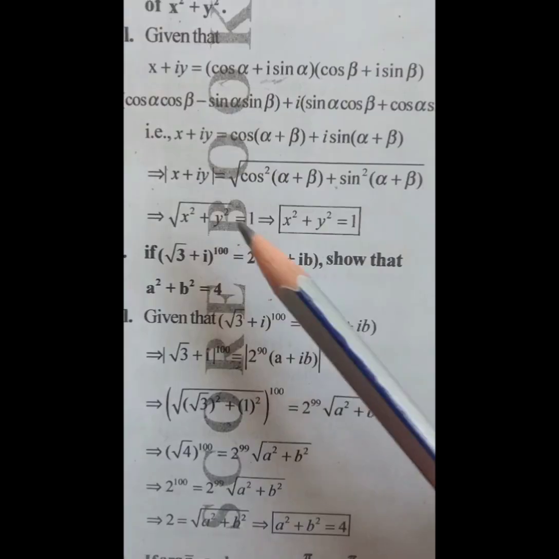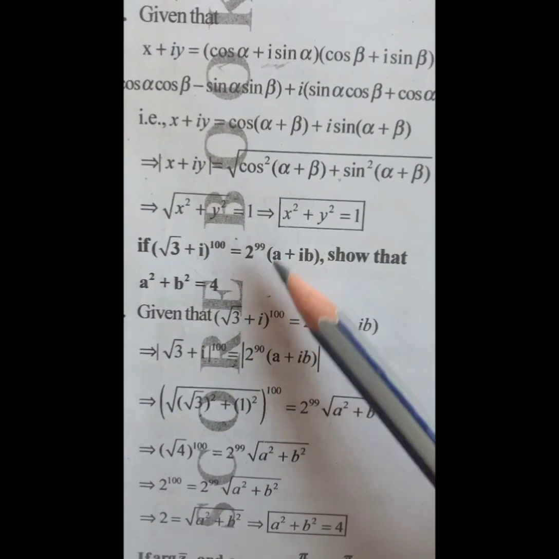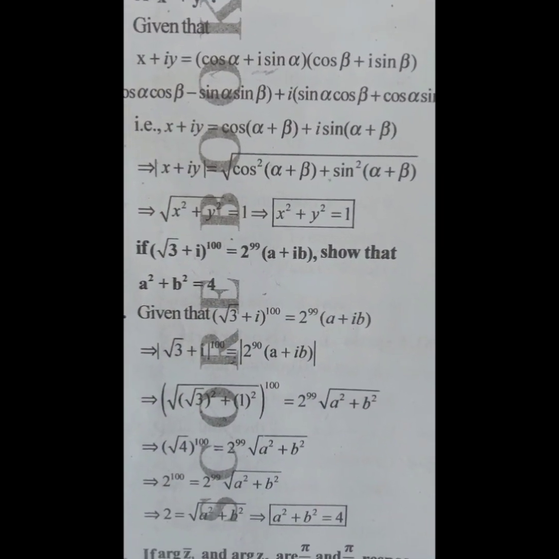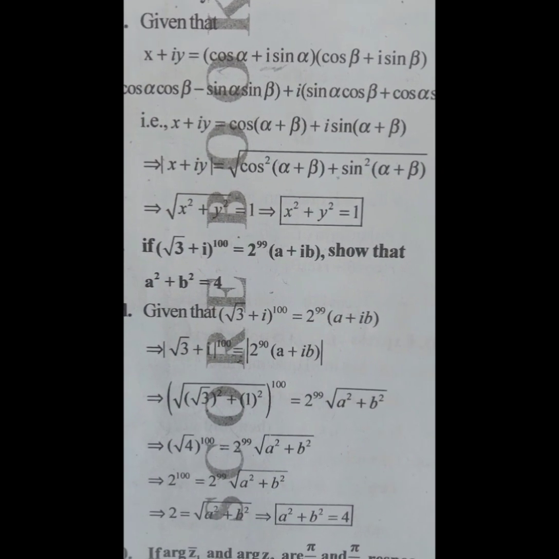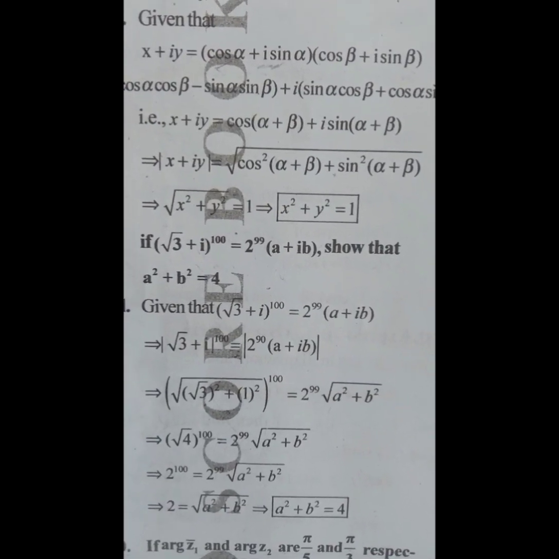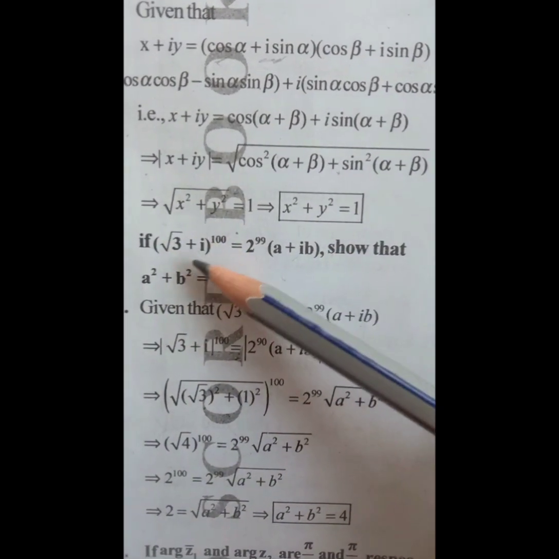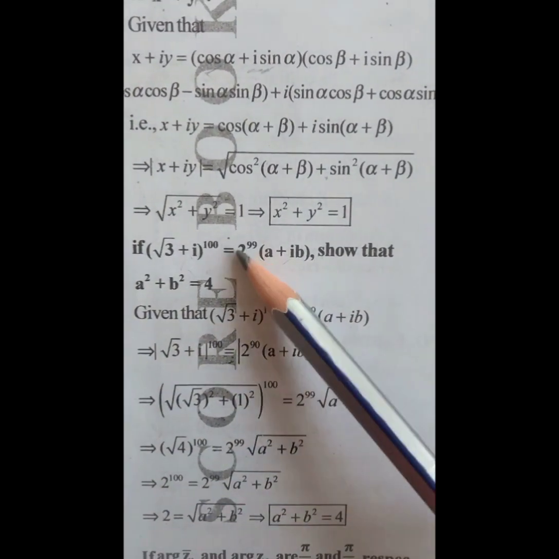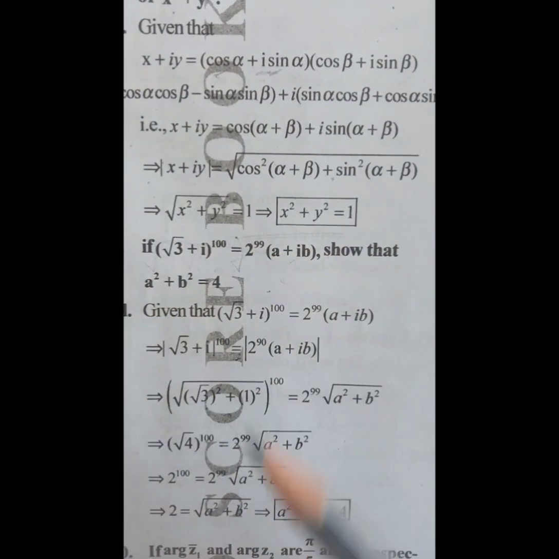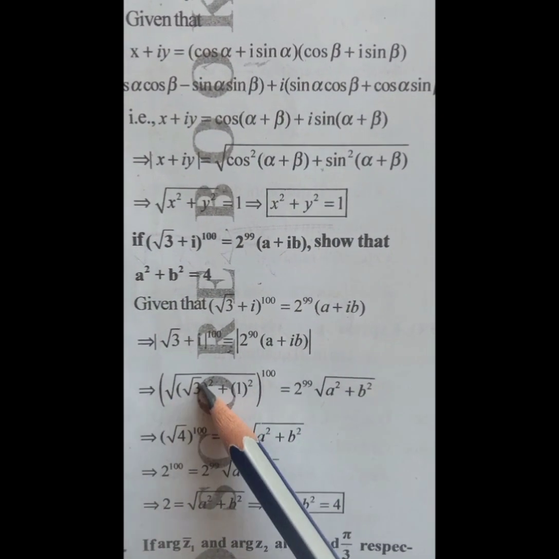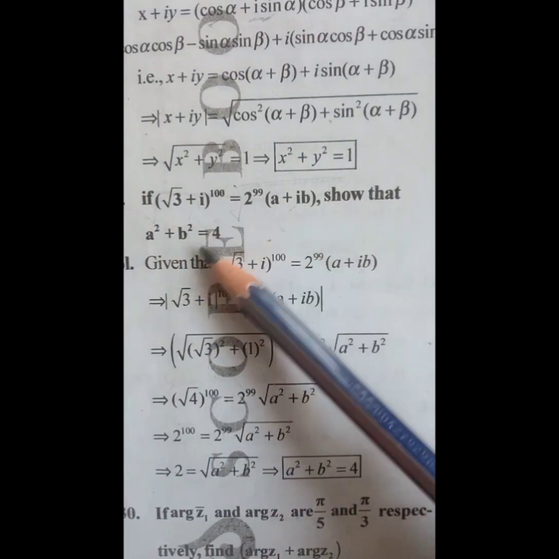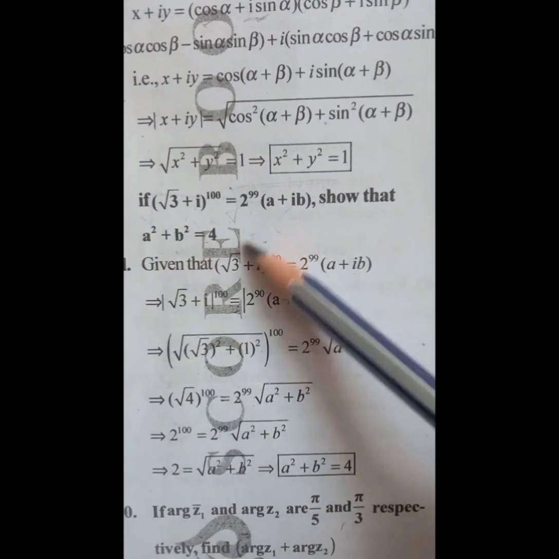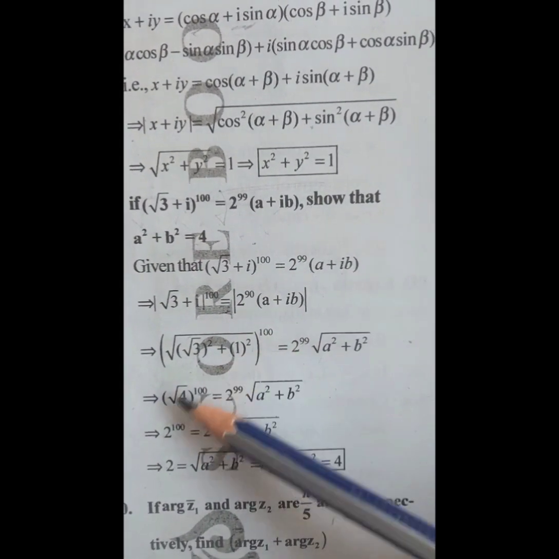Next: 2 plus i, whole power 100, equals 2 power 99 into a plus ib. Show that a square plus b square equals 4. They gave this question in an indirect way. First write the given, then write a plus ib. A square plus b square equals 4 is the hint. You need to substitute by writing square roots for both terms. Then the square of root 3 is 3, and with the given information, showing a square plus b square equals 4. By taking the square root you will get root 4 as 2.